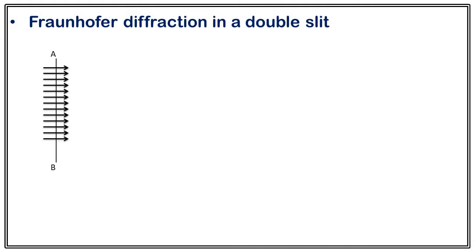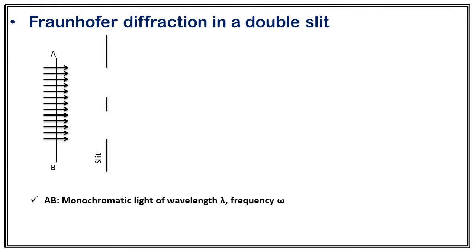Let's consider that we have a plane wavefront AB of monochromatic light of wavelength lambda and frequency omega, and this plane wavefront is incident on a slit. Basically it's a double slit, that means two openings. Once this plane wavefront is incident on this slit, we can consider this part of that wavefront as a primary wavefront. Secondary wavelets start from this primary wavefront and they will interfere to produce a diffraction pattern.